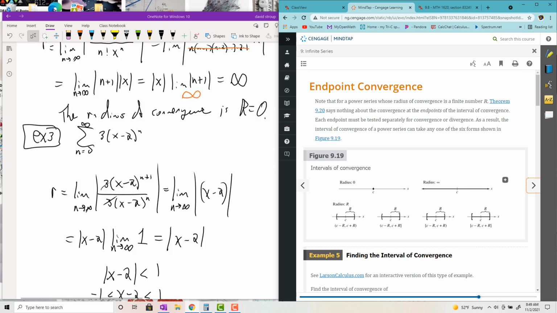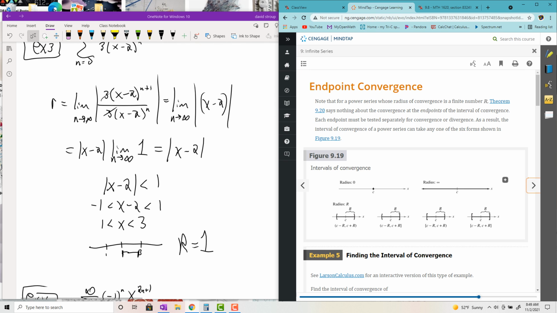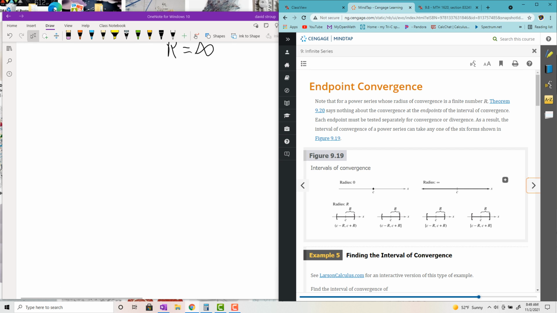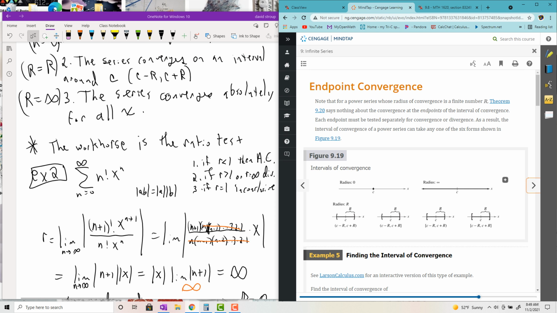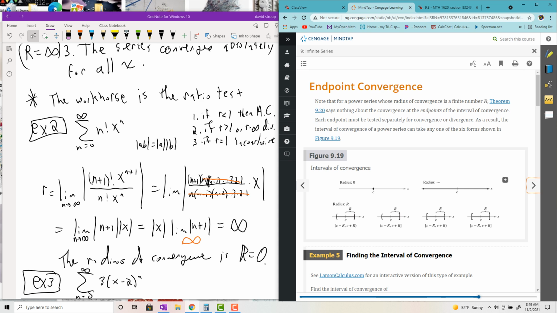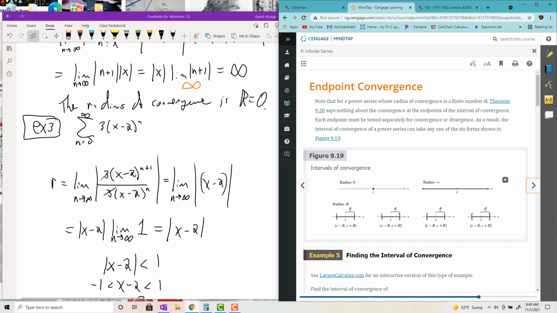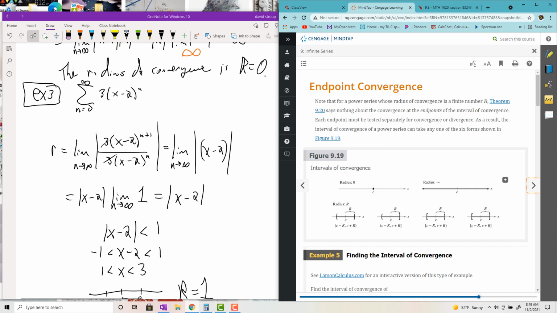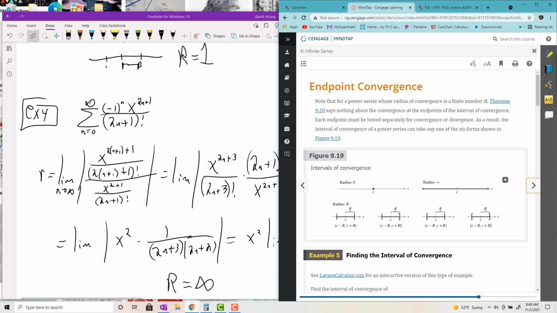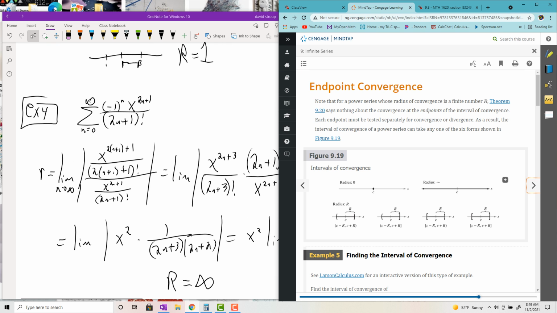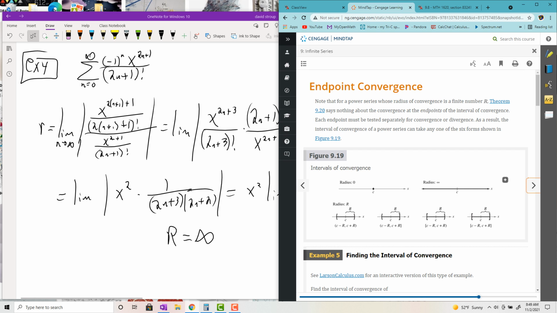But going back to example 3, we will need to check the endpoints for convergence in order to get what's called the interval of convergence, right? So in the first case, example 2, the thing is only going to converge at x equals 0. The second example, the thing converges in this interval, but then we've got to check the endpoints 1 and 3 for convergence. In the last case, the interval of convergence is just negative infinity to infinity, right?